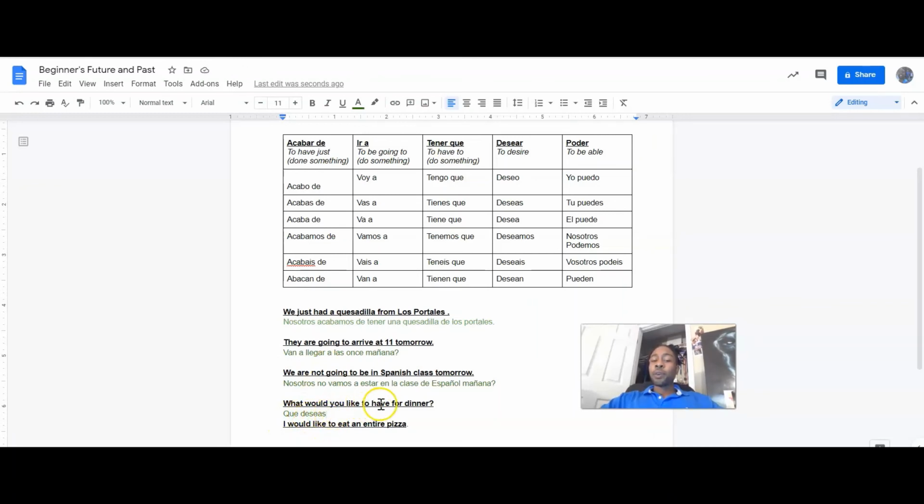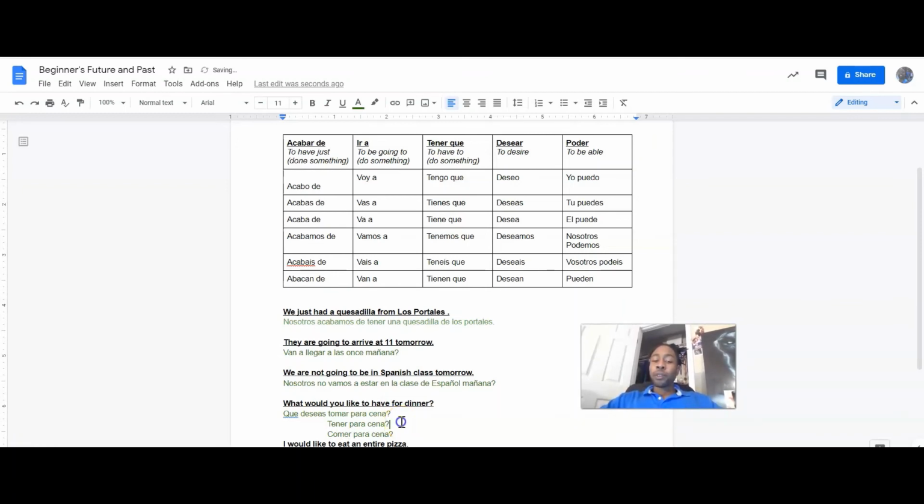And then we're going to choose a word, what would you like? And we're going to choose to have. The word for what you're going to have is tomar. Now, if you said tener that works here, that makes sense. You should say tomar para cena. It could be tener para cena. It could be comer para cena.